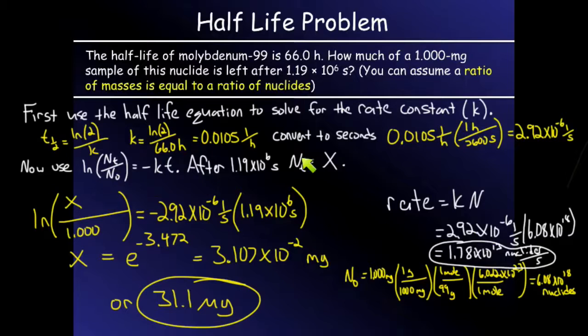I would then do the same thing to determine the rate after 1.19 times 10 to the 6 seconds. I would take this mass and convert it to number of radioactive nuclides, and then multiply it by the decay constant, and you will notice that the rate will be less after time has passed.